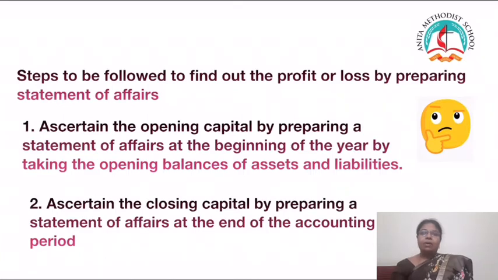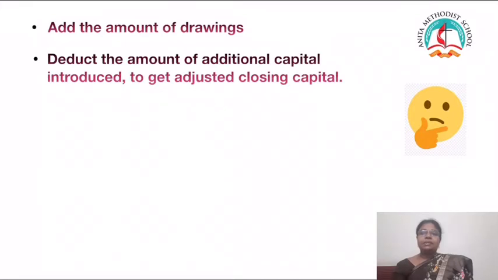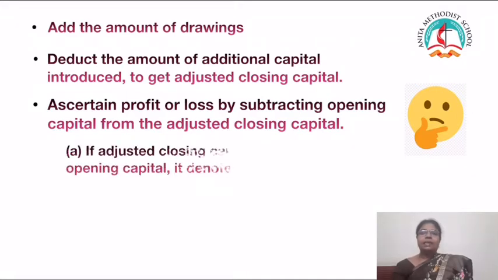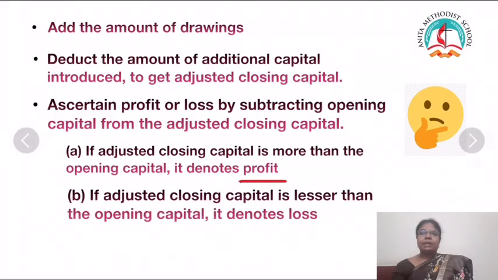Add the amount of drawings to the closing capital. Deduct the amount of additional capital introduced to get adjusted closing capital. Ascertain profit or loss by subtracting opening capital from the adjusted closing capital. If adjusted closing capital is more than the opening capital, it denotes profit. If adjusted closing capital is lesser than the opening capital, it denotes loss.